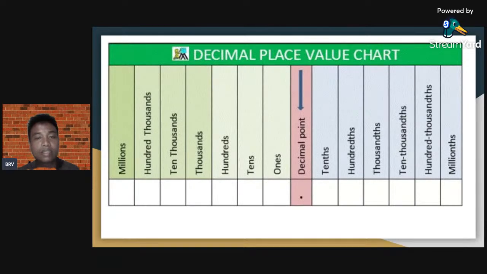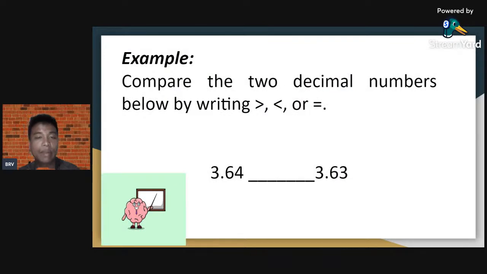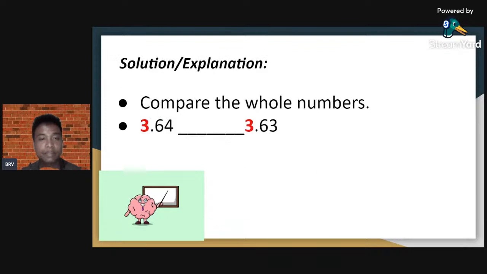Okay. So here's the decimal place value chart. Here is the decimal point, and it will start from tenths. Now compare the two decimal numbers below by writing greater than, less than, or equal. So how are we going to compare these two decimals? The step is the solution.